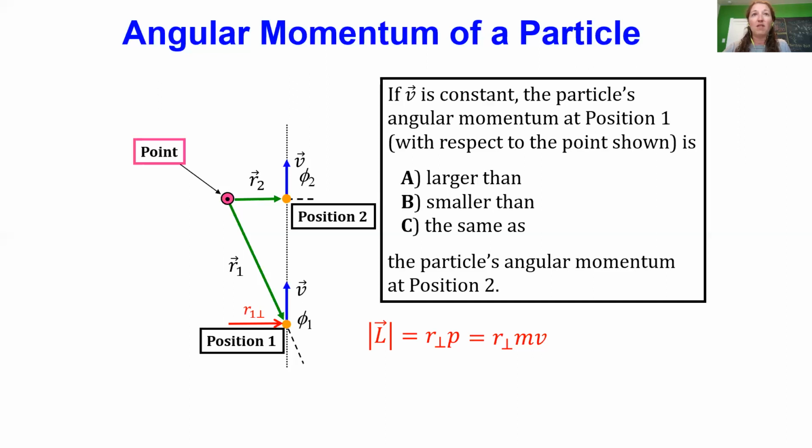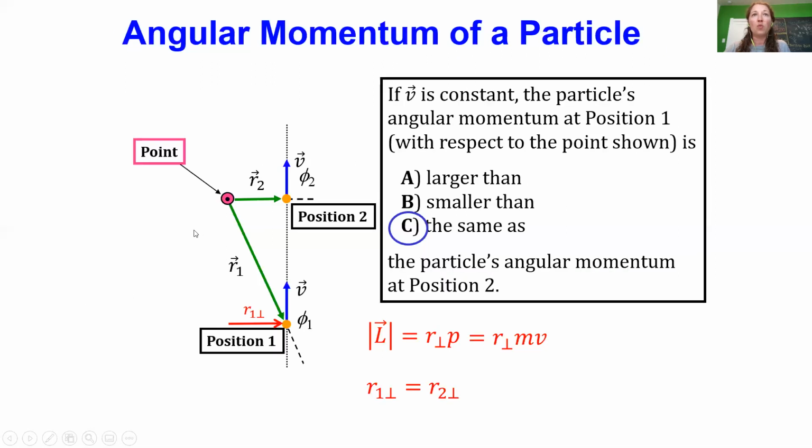And we can see that r1, the component of r1 that's perpendicular to the velocity, is this horizontal component right here shown in red. But that is exactly the same as the perpendicular component for r2. And actually at any position along this line, I would get the exact same value for the perpendicular component of r. So what this means is that the angular momentum at each of these points about this dot here is exactly the same.